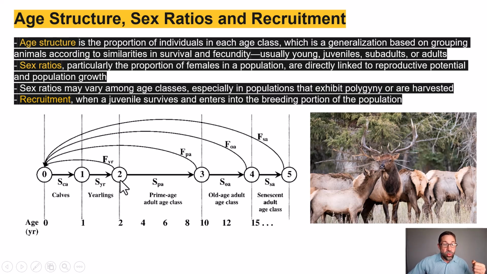And notice when they become yearlings, now they have a fecundity contribution. Okay, so now we're going to produce calves. Prime-aged adult elk are from 2 to 10 years old. Old-age elk from 10 to 15. And then we had some long-lived collared elk, including one that was over 20 years old. Anybody over 15 was lumped into the senescent adult age class. But the point is that these age classes had dramatically different vital rates.